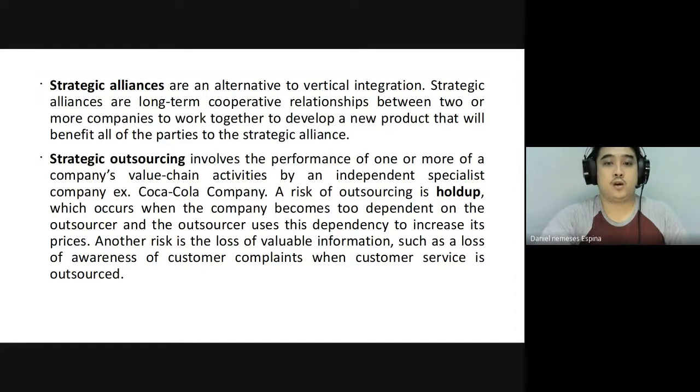So it is a long-term cooperative relationship between two or more companies to work together to develop a new product that will benefit all of the parties to the strategic alliance. So perhaps you have a memorandum of agreement na you will only develop this product, na after this product pwede nga undang na ang agreement. Or you will work together permanently pero you will still retain your identity as a separate company.